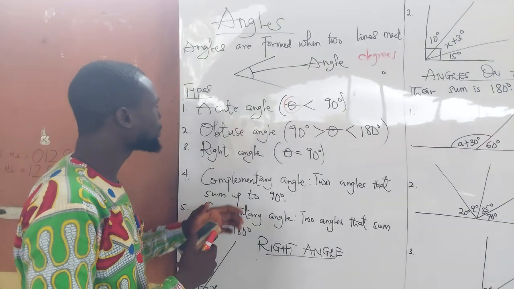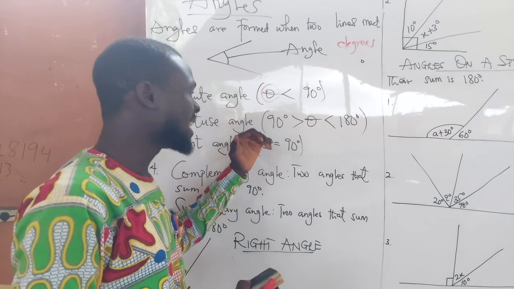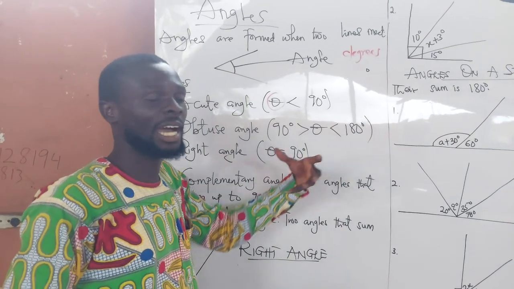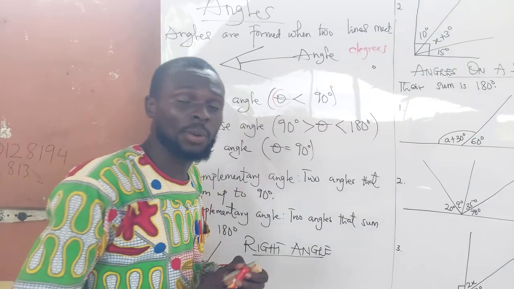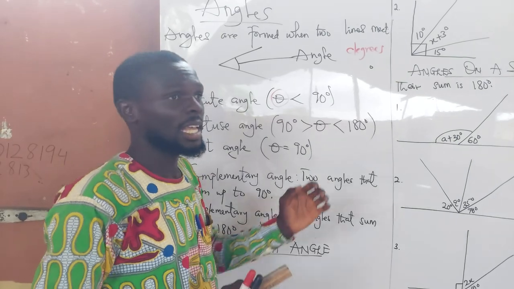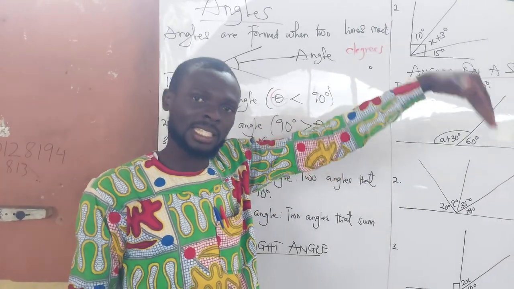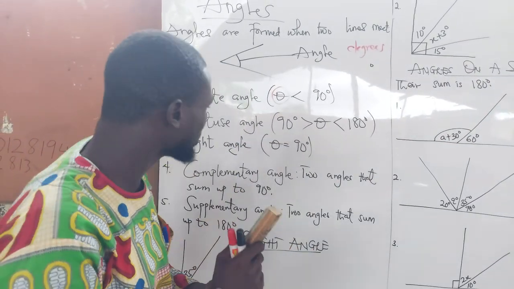Then we also have the obtuse angle. With the obtuse angle, it is greater than 90 degrees but less than 180 degrees. That is the obtuse. Then we have reflex, which we didn't write. The reflex is greater than 180 but less than 360 degrees.